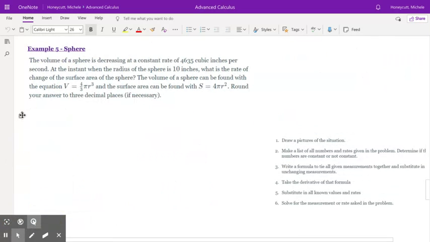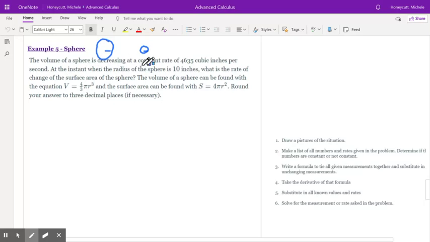So here's our last example. We have another sphere, and this time the sphere is decreasing at a constant rate. So since the sphere is decreasing, that means, I'll just sketch a picture on this one. Got a big sphere, it's getting smaller. So the volume is decreasing, the radius is getting smaller, surface area is getting smaller, everything is getting smaller.